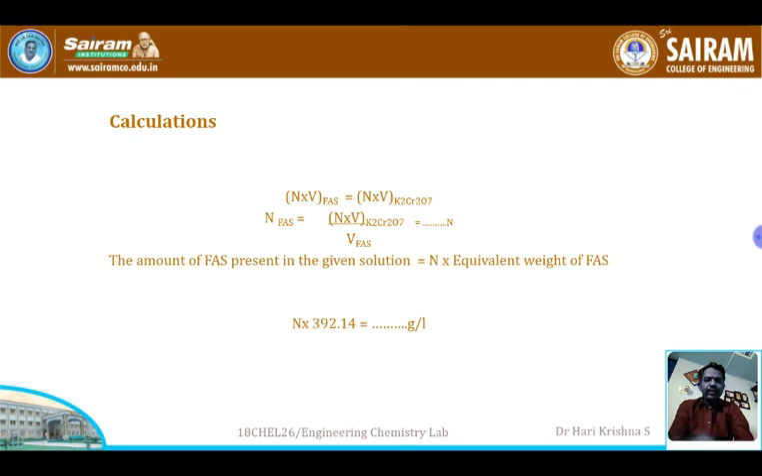We are supposed to determine the amount of FAS present. So we multiply the normality of FAS, which is already determined above, with the equivalent weight, 92.14. That gives the amount of FAS present in the given solution.